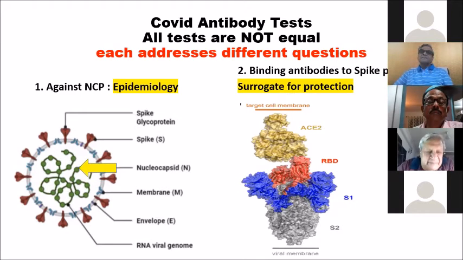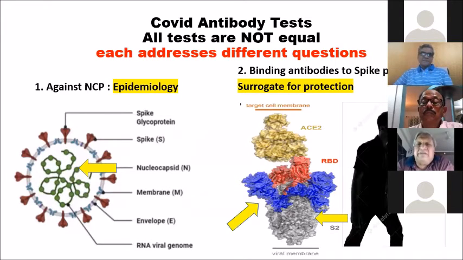Surrogate for protection is binding antibodies to the spike protein that block ACE2. Now, since nucleocapsid protein is inside, it will be clear that antibodies to it are not protective. That would mean that there will be antibodies which bind to nucleocapsid protein of coronavirus which provide no protection. On the other hand, if antibodies bind to different sites of the spike receptors, they will be binding antibodies, and it will show you whether there is a surrogate for protection.